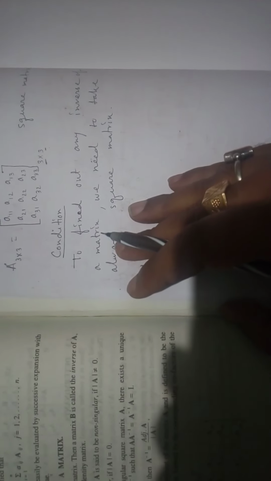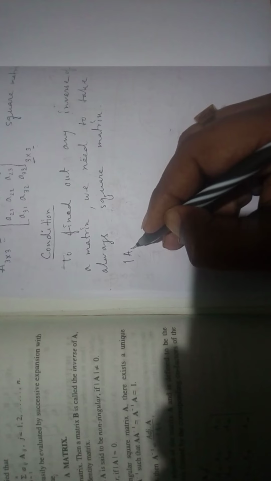So first, to find out the inverse, we have to know what is singular and non-singular. Which kind of matrix is called singular and which kind of matrix is called non-singular. Take any matrix A.